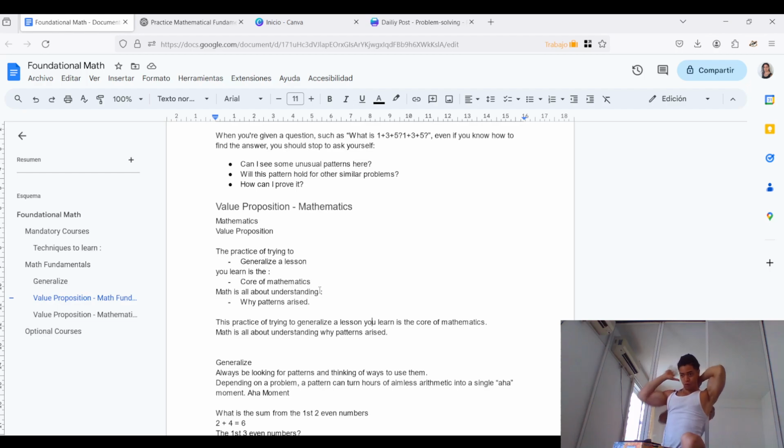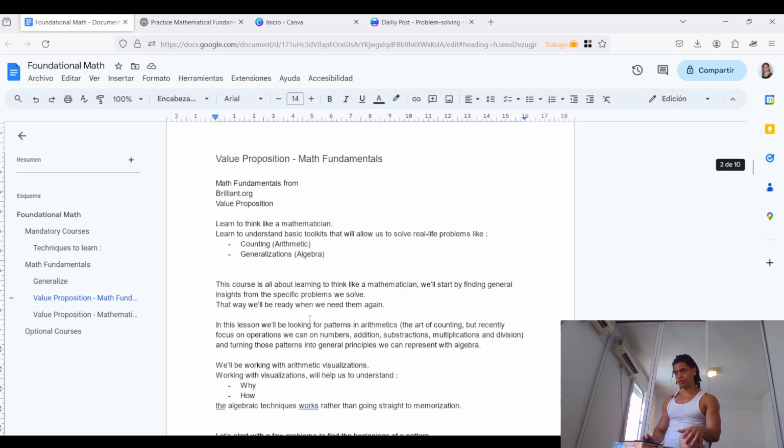All right. So from this, which is something that took me less than an hour to actually understand, what is the value proposition from brilliant.org, especially from the mathematical fundamentals: it provides you tools, learn to think like a mathematician, and understand a basic tool set.